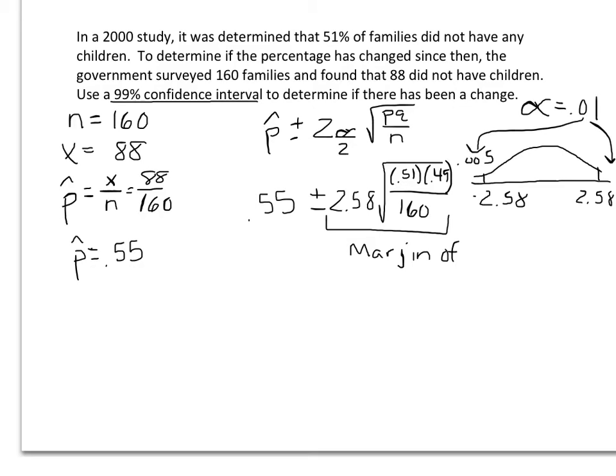So when I go through and I do this, I'm going to end up with a margin of error of 0.10, which means when I subtract 0.10, and when I add 0.10, I'm going to end up with 0.45 to 0.65 as my confidence interval.